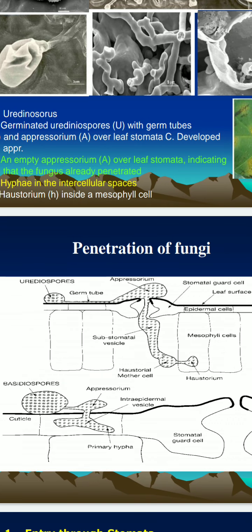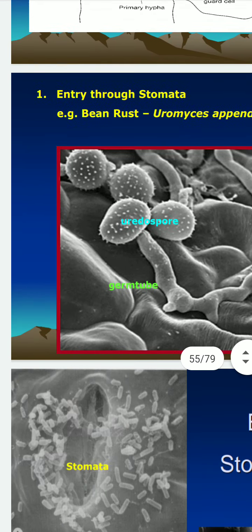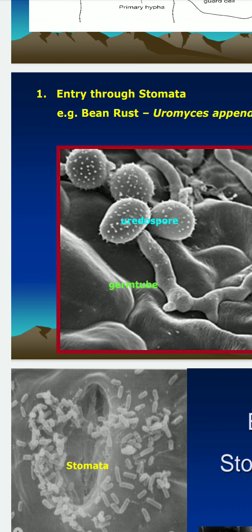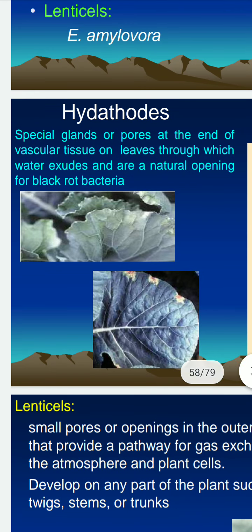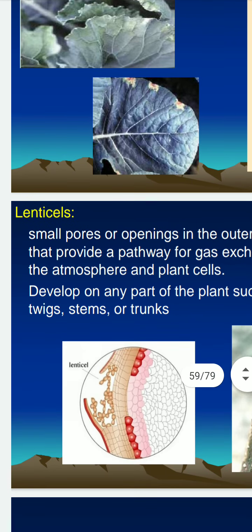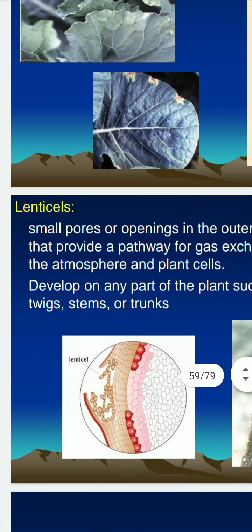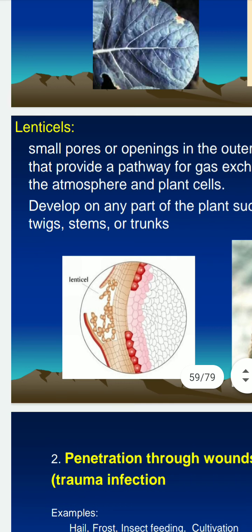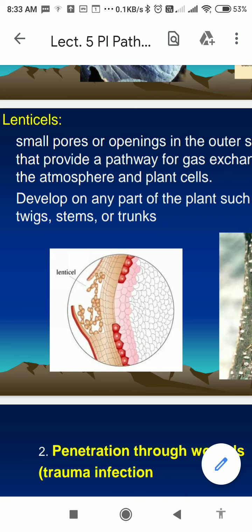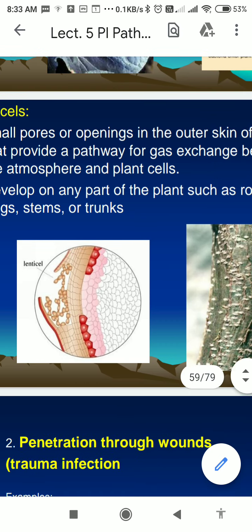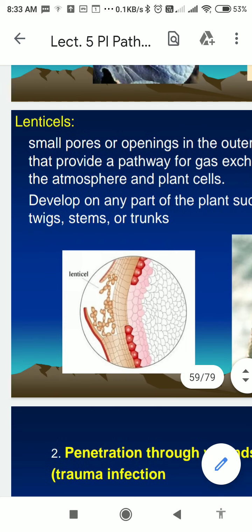This diagram is showing the penetration of fungi in the host tissue. Entry through stomata. Entry through hydathodes. Entry through lenticels. Lenticels are small pores or openings in the outer environment that provide a pathway for gas exchange between the atmosphere and plant cells. They develop on any part of the plant such as roots, twigs, stems, or trunks.